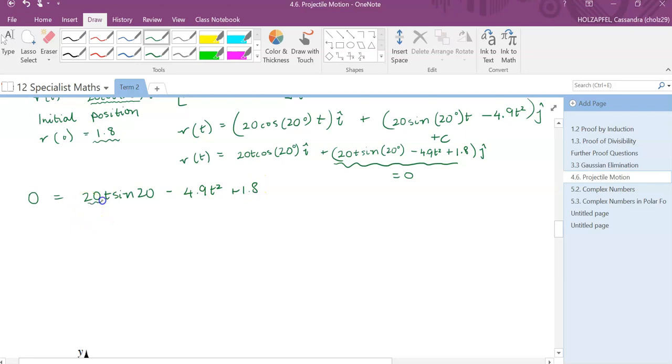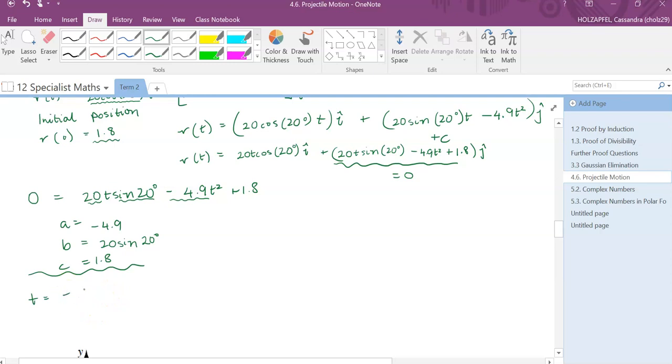Now again, this bit here, 20 sine 20, is going to be a constant value. So if you have a look, this actually starts to look like a quadratic function. If I write each of my values, A is equal to negative 4.9, B is equal to 20 sine 20, and C is equal to 1.8. And you can just put that in the polynomial solver in your calculator, or you could go through and put it in the quadratic formula and get your solution by hand.